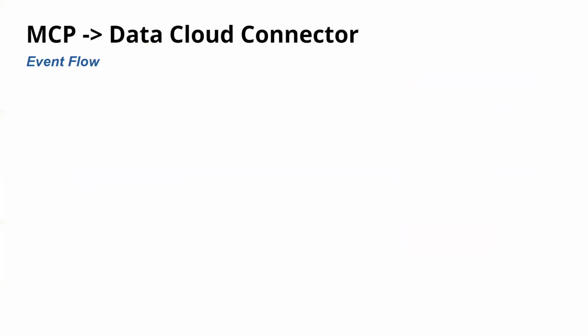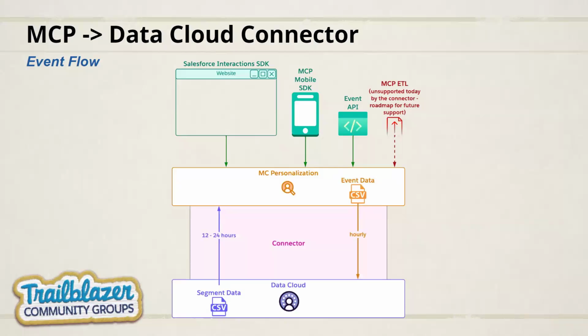Okay, but what does the connector look like from an event flow perspective? So we'll take this diagram and we'll start from the top and we'll work our way down. Then once we hit Data Cloud, we'll come back into the segment data. So follow along with me.